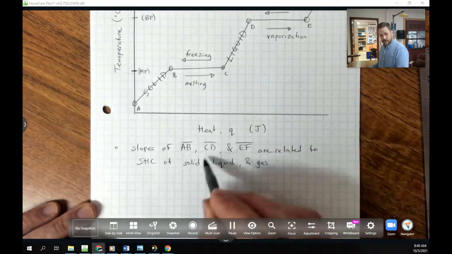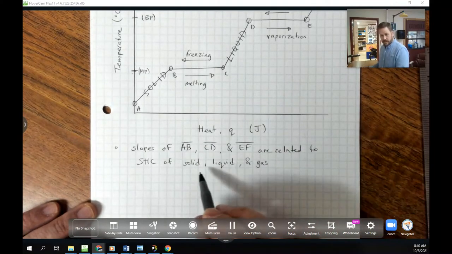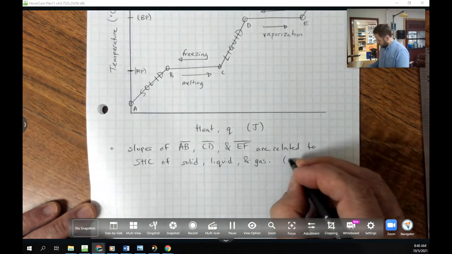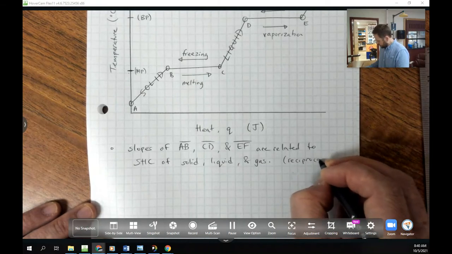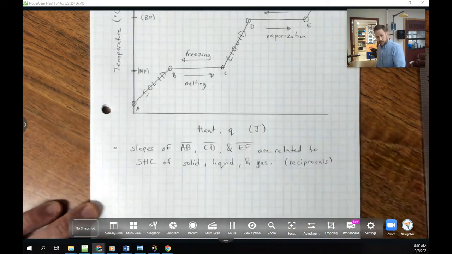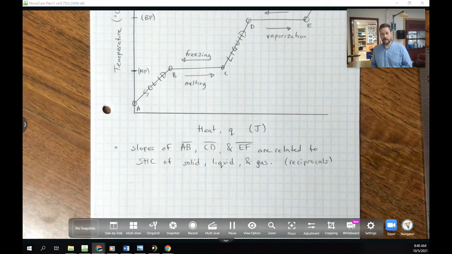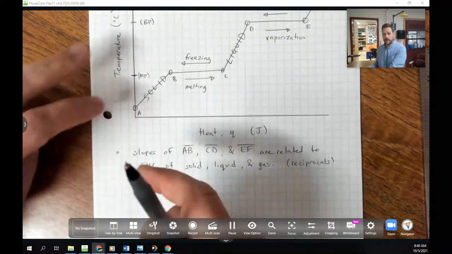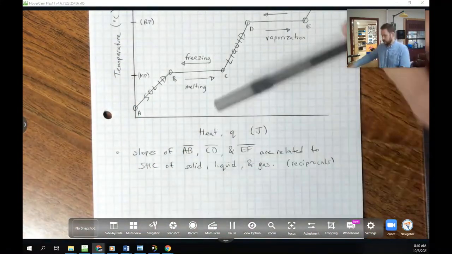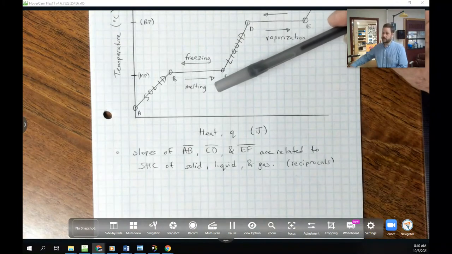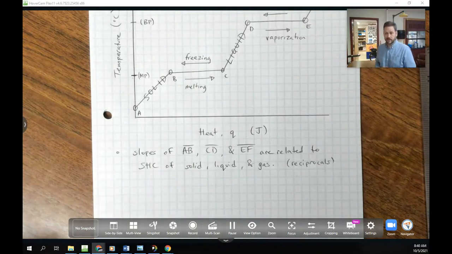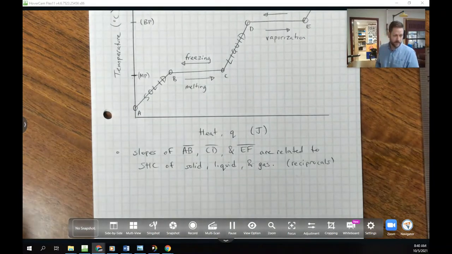When I say they're related to the specific heat capacities of the solid, liquid, and gas phases, more specifically, they are the reciprocals. In other words, where the slope is really steep, that means it is a low specific heat capacity. Very little heat is required to get a big temperature increase. If the slope is very shallow, then that would be a very large heat capacity because it takes a lot of energy to get the temperature to rise by a degree Celsius.